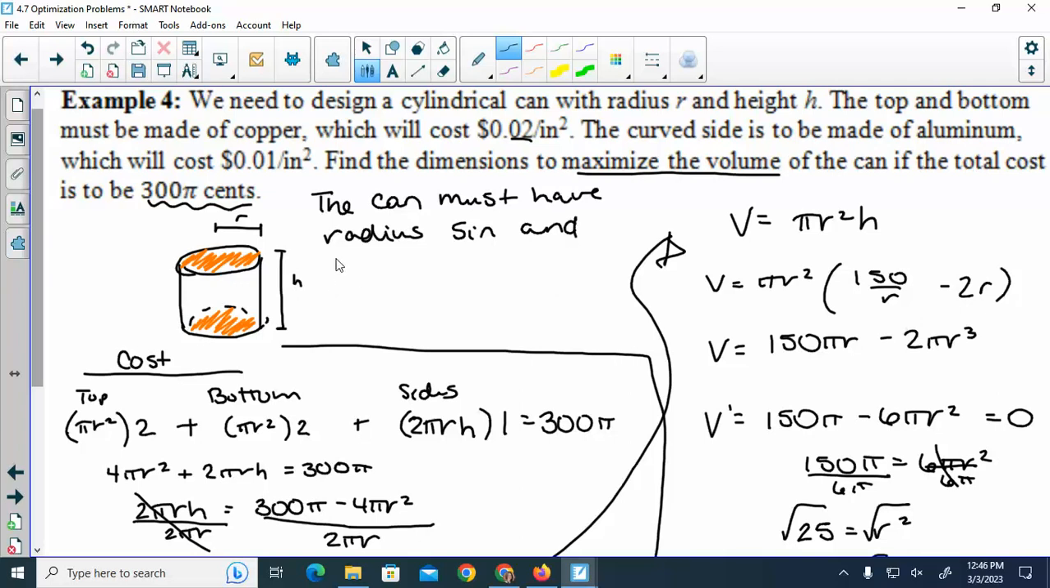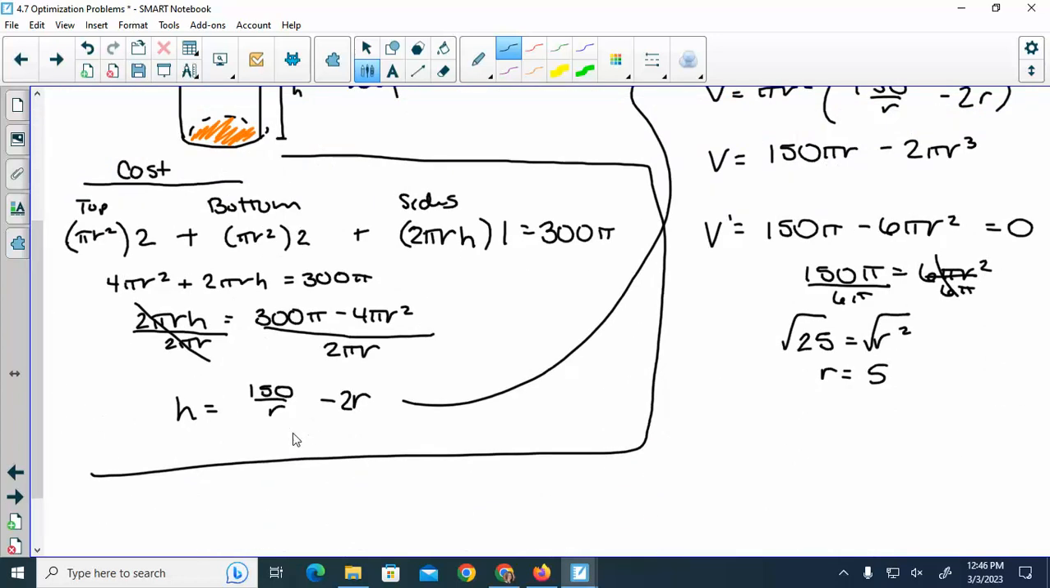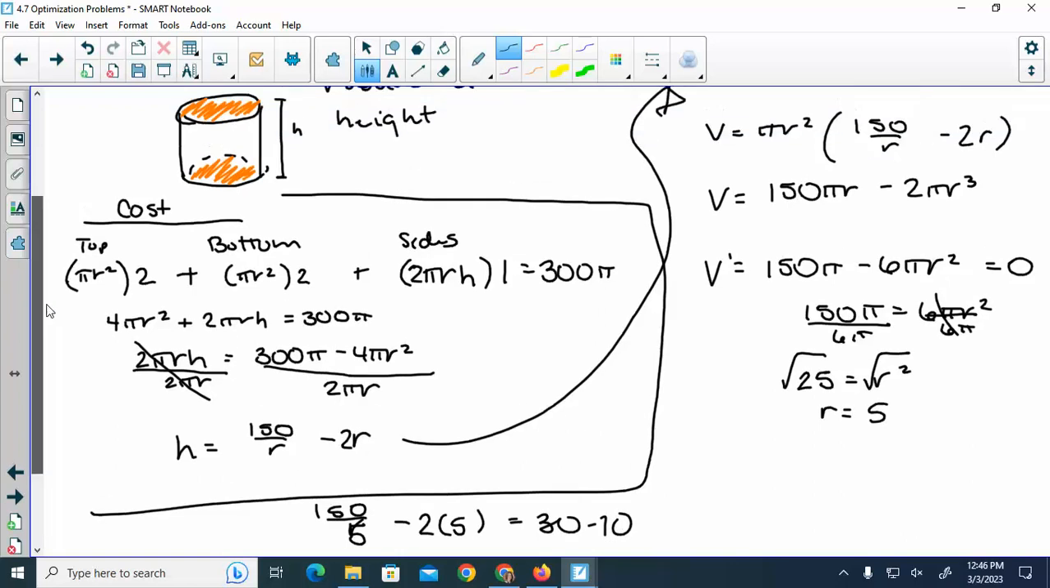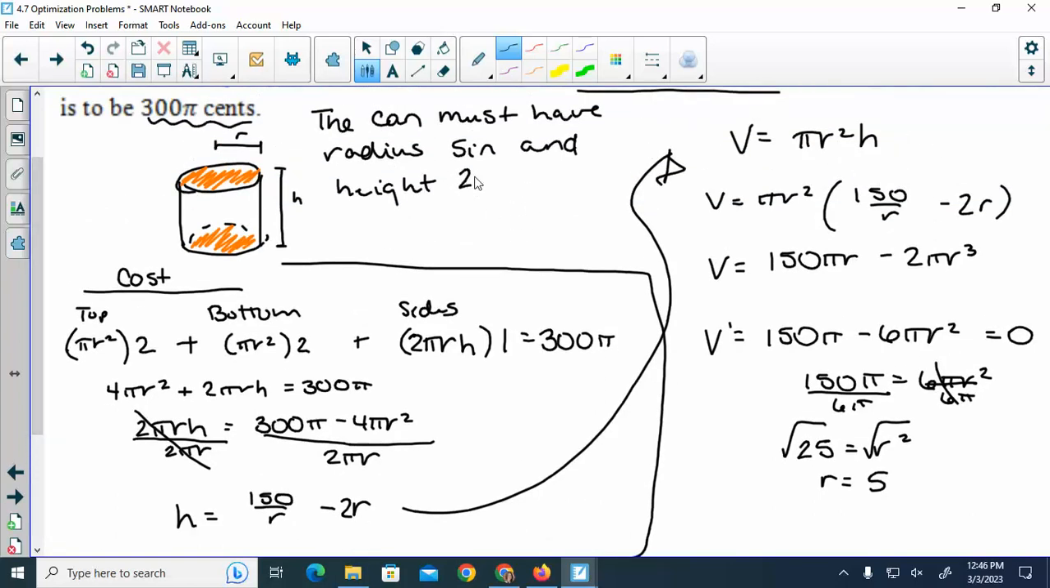and height. How do we get our height? We said height is 150 divided by r, so that would be 5, minus 2r. So 150 divided by 5 is 30 minus 10, so that would be 20 inches.